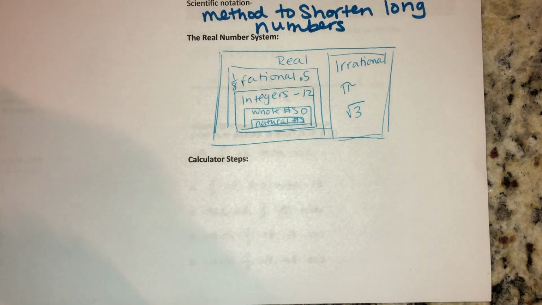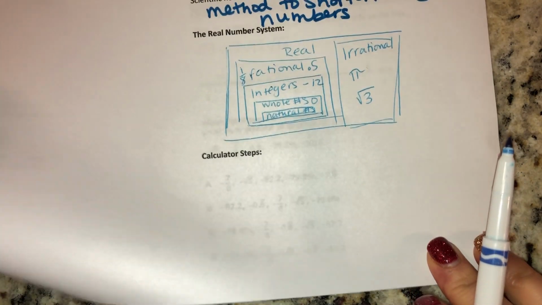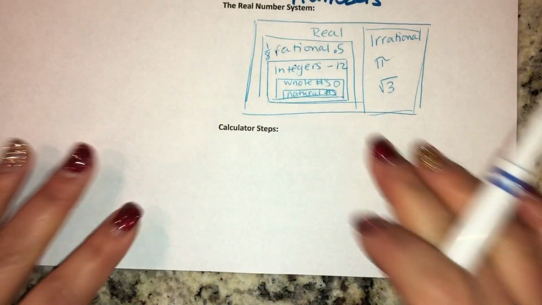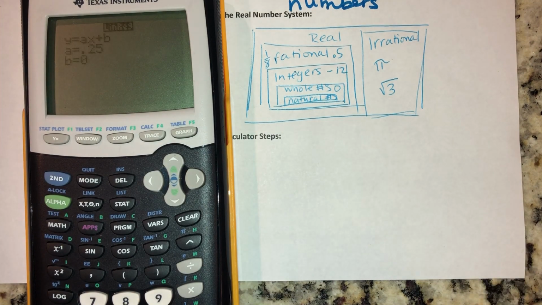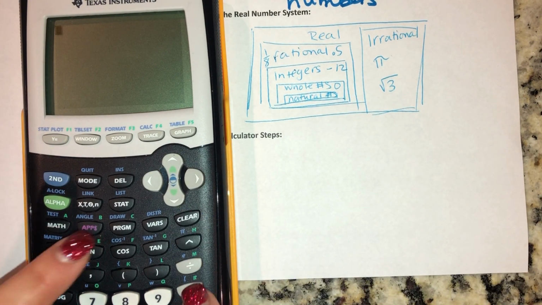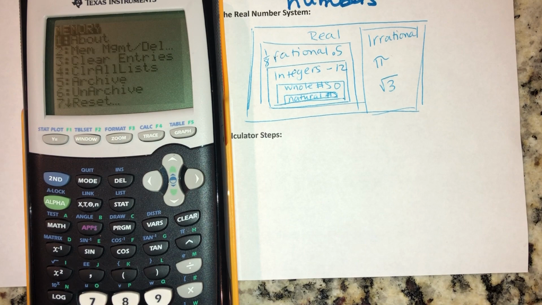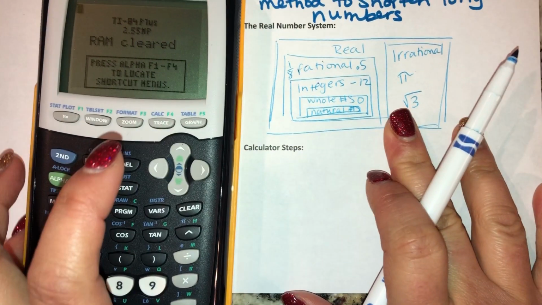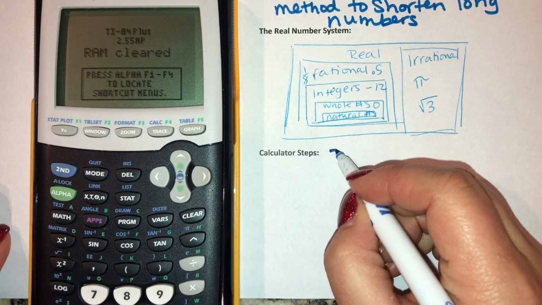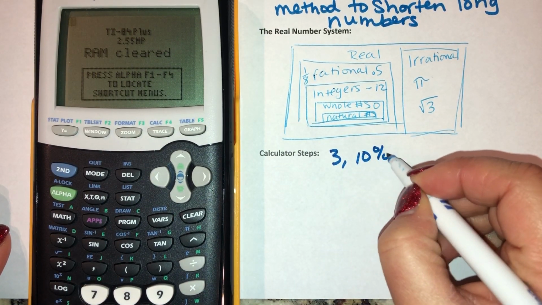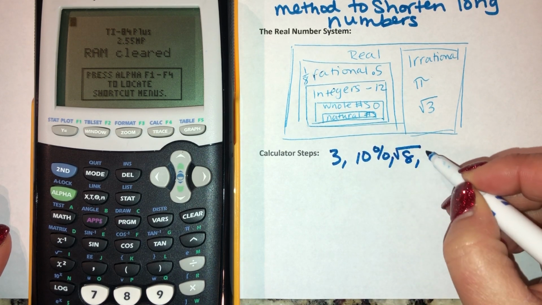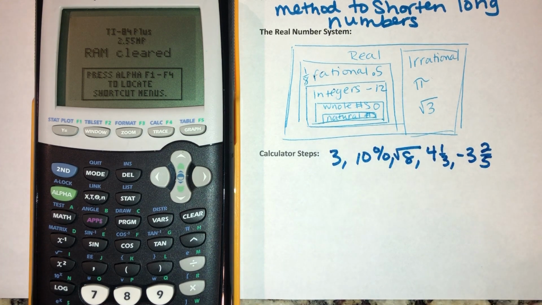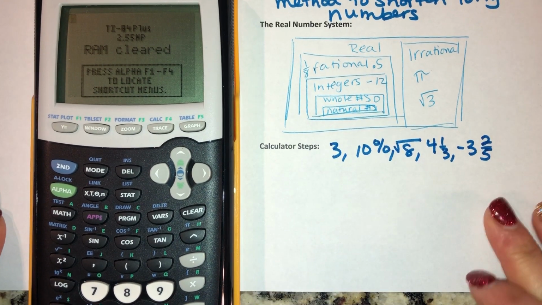Okay, we've got some calculator steps for when you're putting numbers in order from least to greatest or greatest to least. On your calculator, just like in Unit 2, you have to make sure that your RAM is cleared. So second plus 7, 1, 2 will clear the RAM. Let's say we've got an example like this: 3, 10%, square root of 8, 4 1/3, and -3 2/5. And it wants to know what is the order from least to greatest or greatest to least.